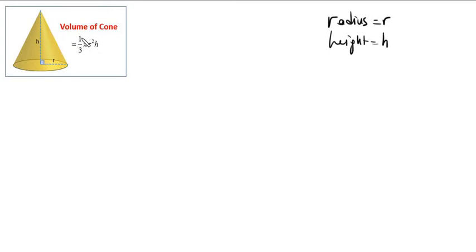So the formula for the volume of a cone is 1/3 times pi times r squared times h. We can also write this as V for volume. V is equal to pi times r squared times h divided by 3, because multiplying by 1/3 and dividing by 3 are the same.